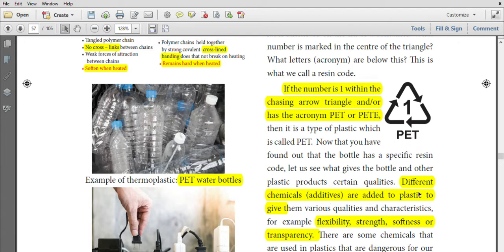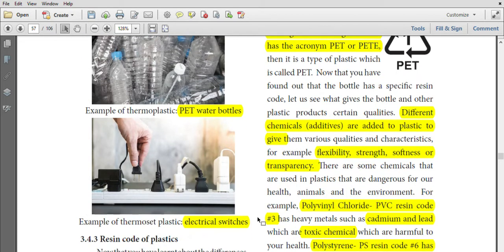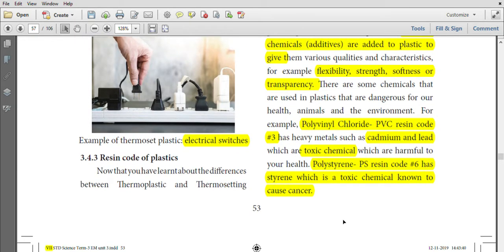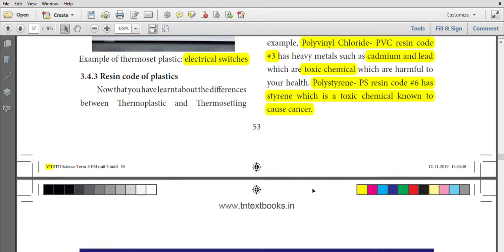Different chemicals are added to plastic to give flexibility, strength, softness and transparency. These chemicals are toxic. So don't use this type of plastic. Polyvinyl chloride, PVC, resin code 3. It contains cadmium and lead. They are toxic chemicals. Polystyrene, resin code 6. It has styrene. Styrene is also a toxic chemical. It causes cancer.